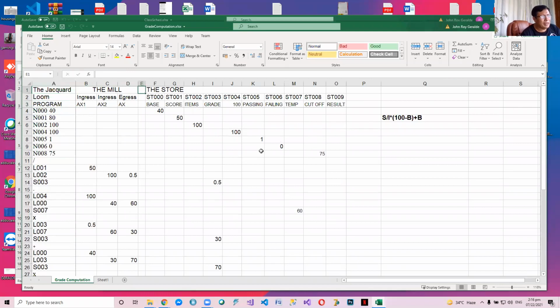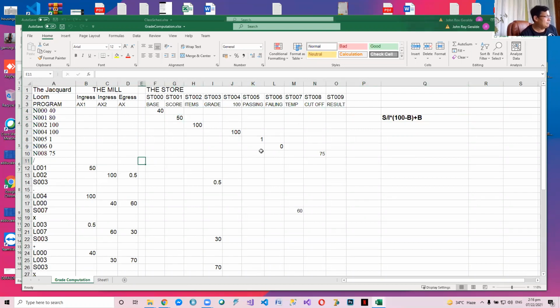So usually you will have a base of computation. The formula for computing the grade is like this. Score over items, or S over I. Do you see that? Score over items times 100 minus base, plus base. Are you familiar with this? This is the formula.